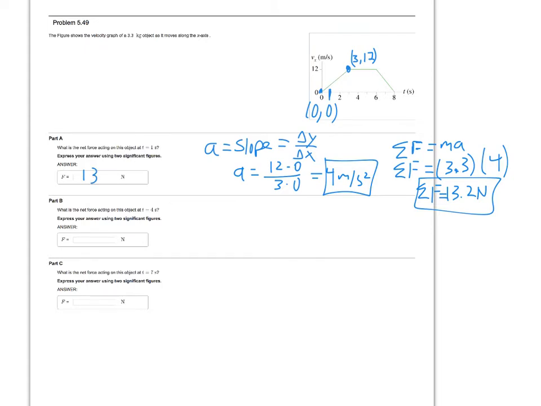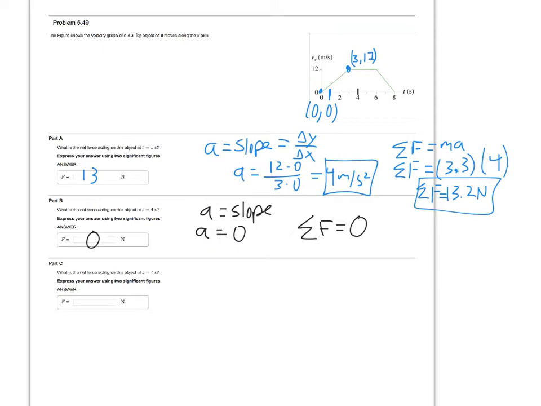Moving on to part B here, my same idea, my acceleration equals my slope, which at 4 seconds, we're thinking about our slope, and that is actually going to be 0. This entire segment here from 3 to 6 has a slope of 0. So I can say my acceleration is just 0, and therefore my net force must also be 0. So the answer to B is 0 newtons.